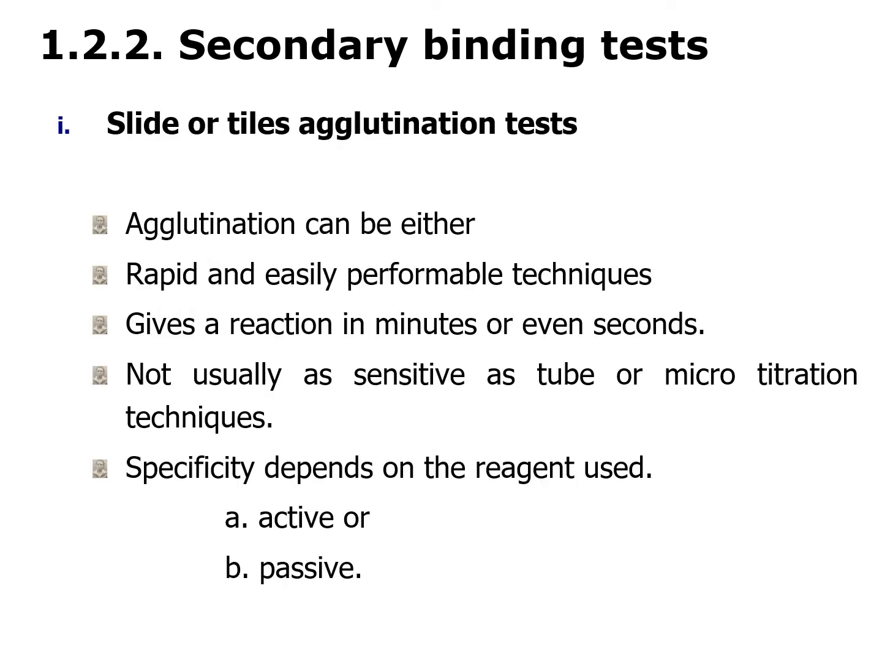The first one is the slide or tile agglutination test. This is rapid, easily performable, and it gives a fast reaction. In just a few minutes or even seconds, we can already see the result. However, this is not as sensitive as the tube method or microtitration technique. So that is the disadvantage. This can either be passive or active. We will know the difference between active and passive agglutination later on.